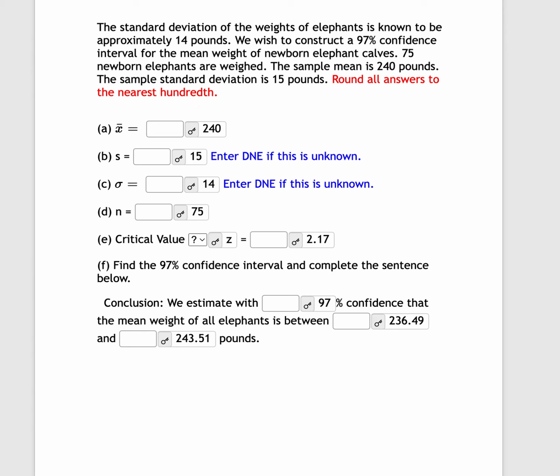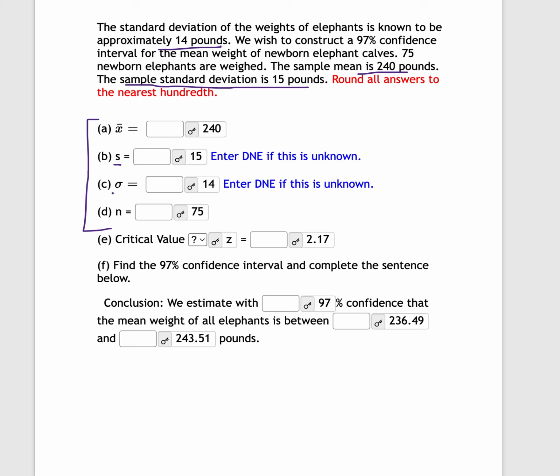So in parts A through D, we need to identify these values from this question to start off with. X bar is the sample mean, and that is given to us right here as 240 pounds. S is the sample standard deviation, which is given to us right here, is 15 pounds. Sigma is our population standard deviation, and that's given to us here as approximately 14 pounds.